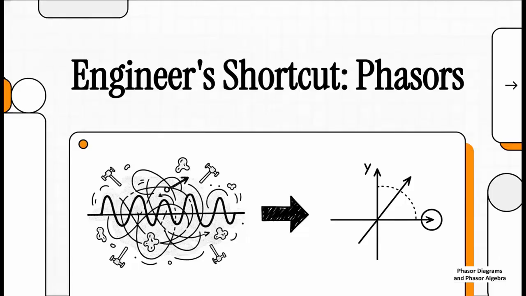All right, let's get right into it. If you've ever stared down an AC electronics problem, you know it can feel like trying to nail jello to a wall. I mean, everything is constantly changing, always moving. But what if I told you there's this incredibly clever mathematical trick that takes all that dynamic, complicated mess and turns it into a simple, static picture? Well, today we are unlocking that very shortcut, the phasor.